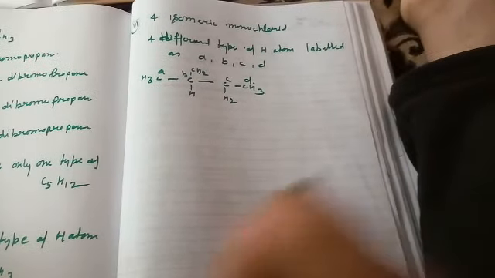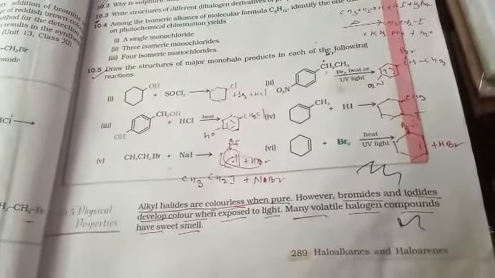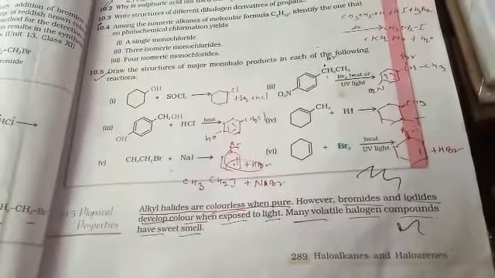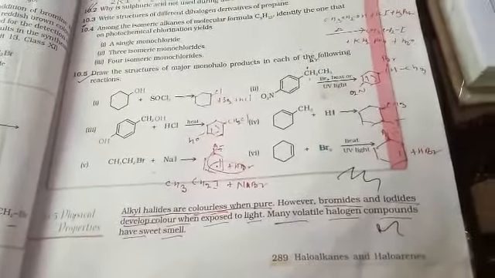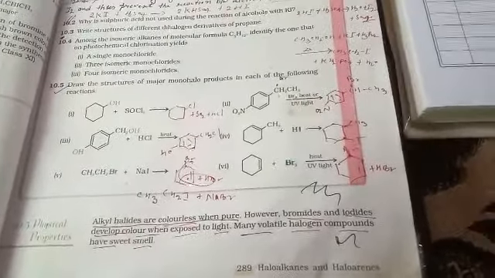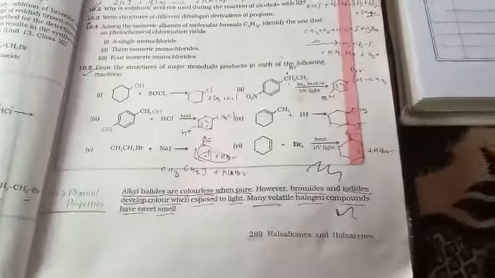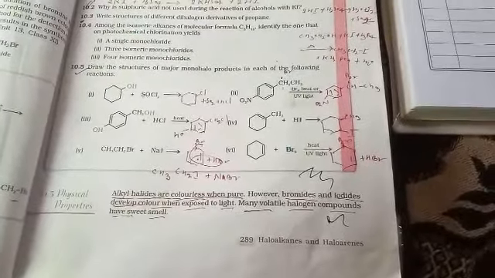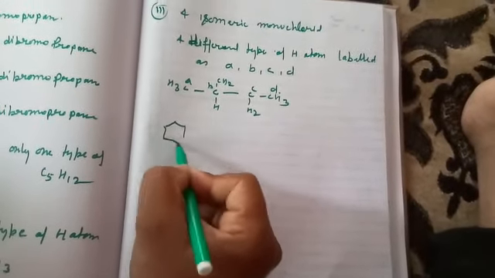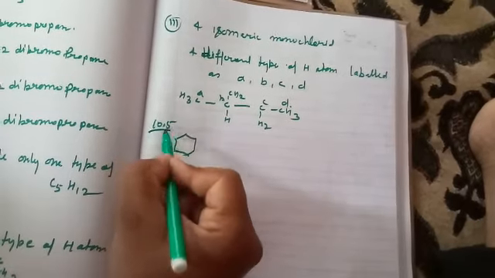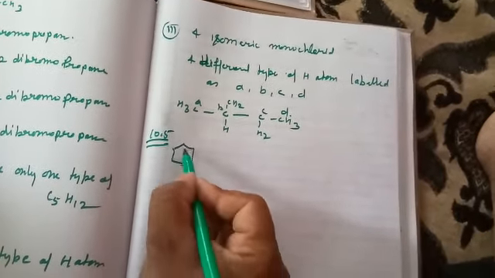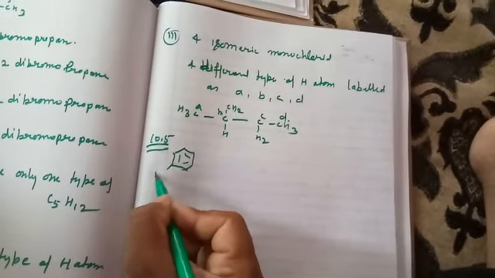Now the next question, 10.5. Draw the structure of the major monohalo product in each of the following reactions. First question.